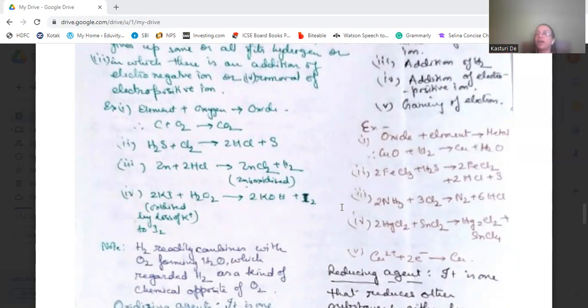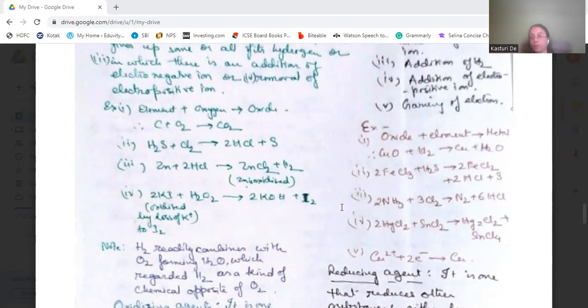Sorry. When hydrogen is added to the metal oxide, then it becomes metal. It is reduced to metal. For example, copper oxide, when it combines with hydrogen, then copper is formed. From black copper oxide we get the reddish brown metal copper, and water is formed. So the metal oxide reduces to metal.